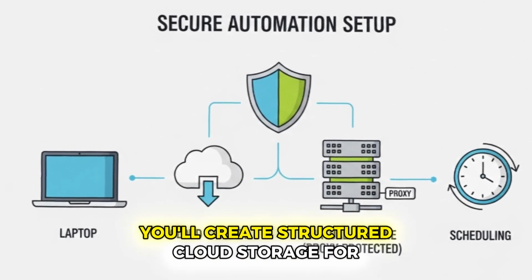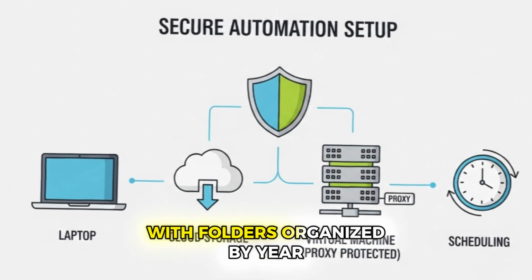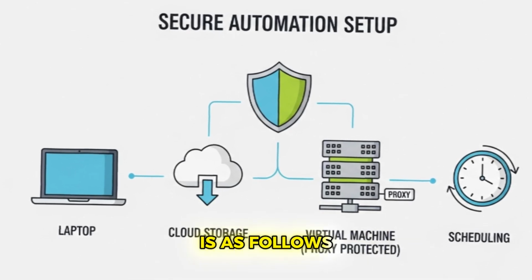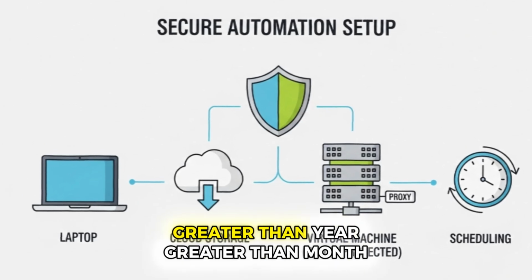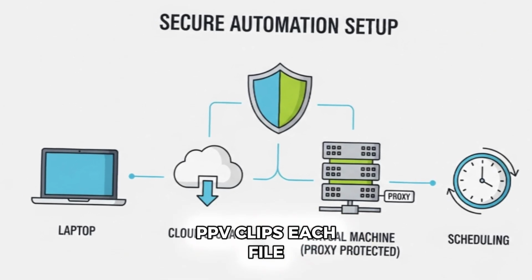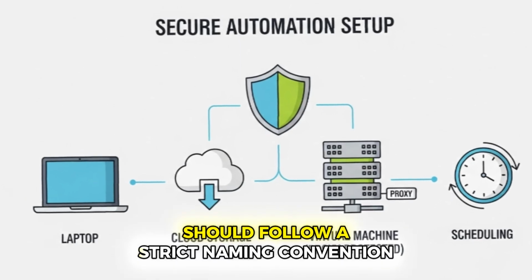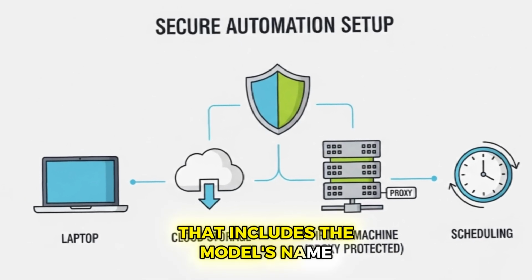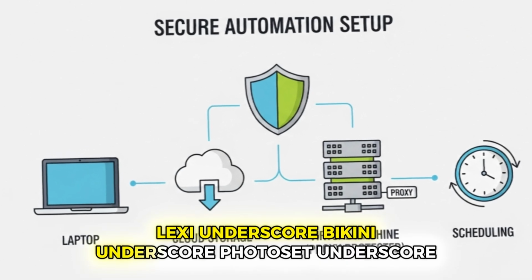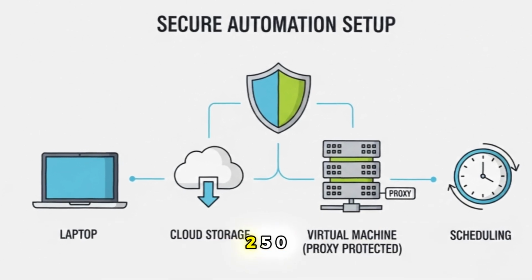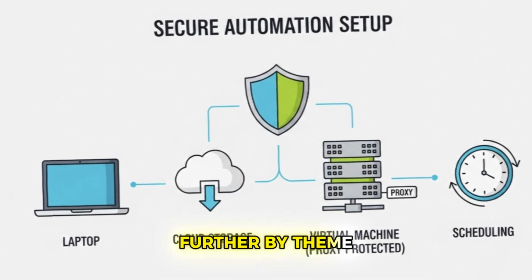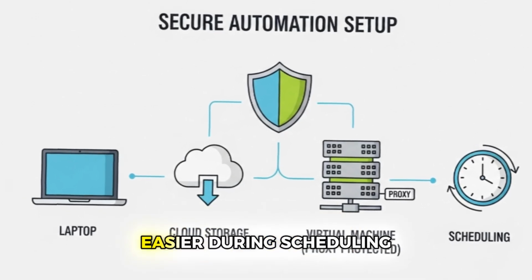You'll create structured cloud storage for each model with folders organized by year, month, and category. A recommended structure is as follows: Content > Model Name > Year > Month > Media Type, e.g., photos, videos, PPV clips. Each file should follow a strict naming convention that includes the model's name, type of content, and date. For example, Lexi_bikini_photoset_20250710_set3. Organize folders further by theme, lighting, or outfit to make retrieval easier during scheduling.